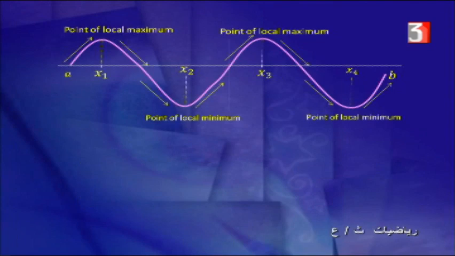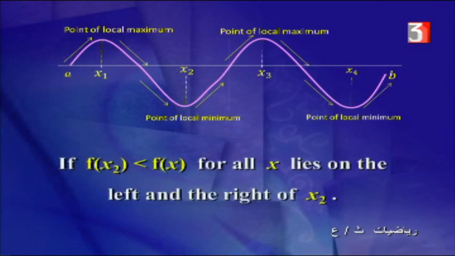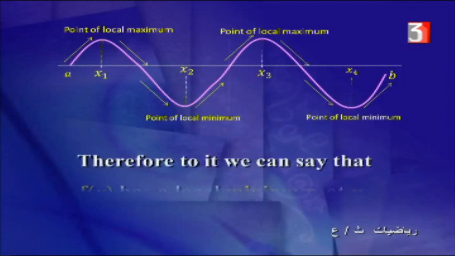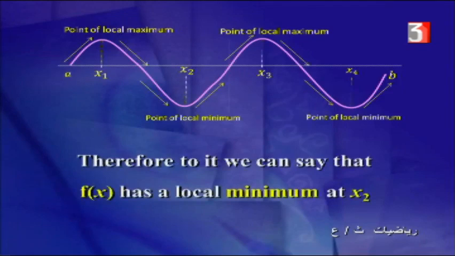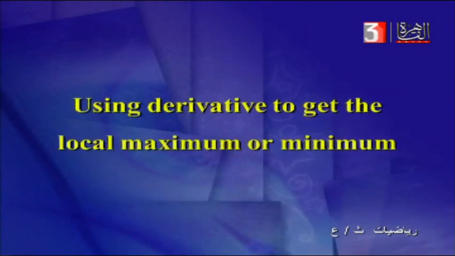And if f(x2) is smaller than f(x) for all x on the left and the right of x2, therefore we can say that f(x) has a local minimum value at x2. Then we can use the derivative to find the local maximum or local minimum values of any function by using this theorem.